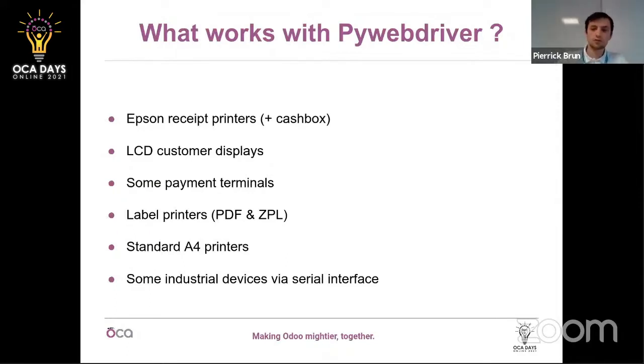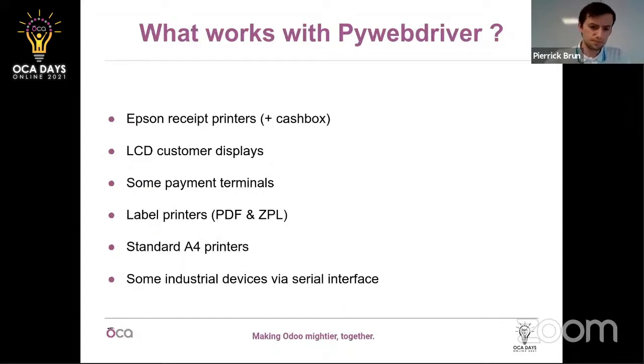So you can have a printer, an Epson printer for receipts like this one. You can have LCD customer displays to show the price like this one. Some payment terminals, the French one works, and some others work from our friends at Aaxon. Also, you can make PDF label printers like this one work to have some nice labels, for instance, to label products or to label inventories.